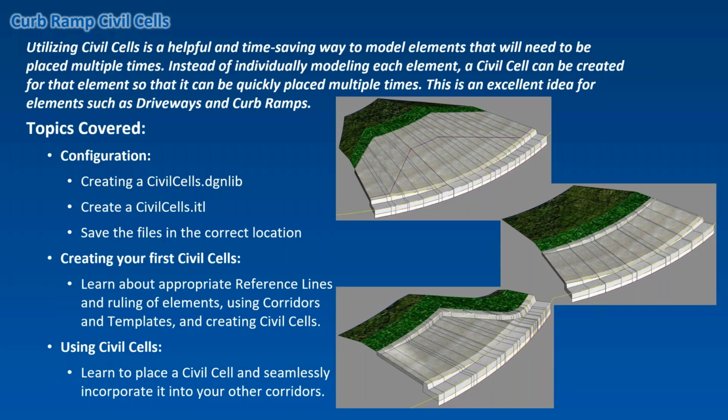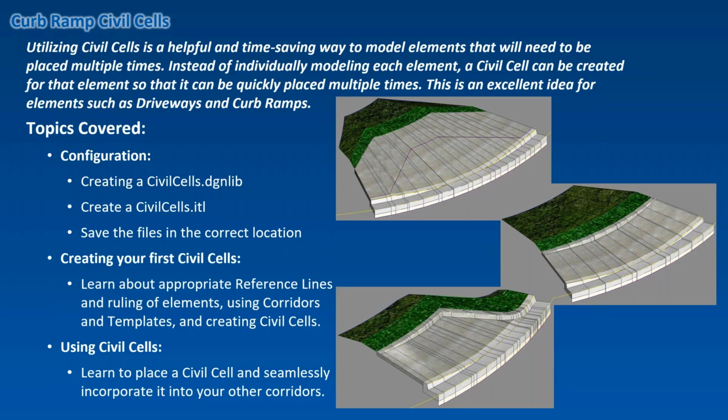So what we'll cover today is, first off, creating a civil cells DGN lib. And then you also want to create a civil cells ITL file to go along with that. The ITL file is your template library. In creating civil cells, you're going to want to use corridors and templates, and that template library will hold the templates that you're going to be working on for your civil cells. It's also important to save these files in the correct location, which I'll show you how to do.